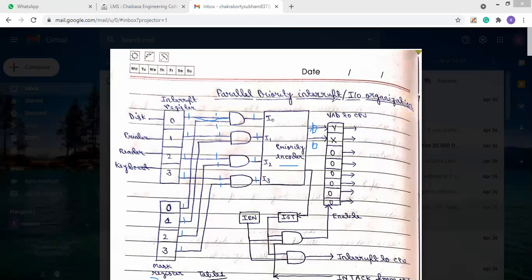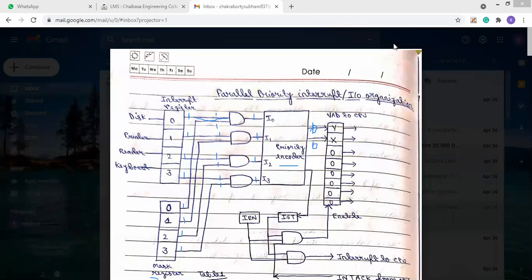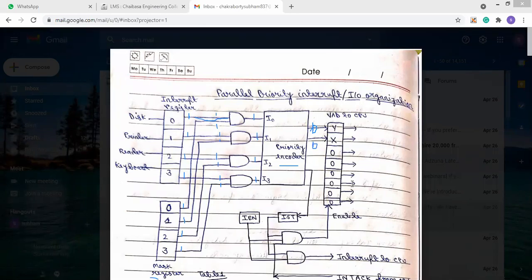So now the CPU will handle the interrupt. Okay, clear? How this interrupt can be handled? Is it clear to everyone? Yes, sir. Okay, so this is all about the architecture of parallel priority interrupt.